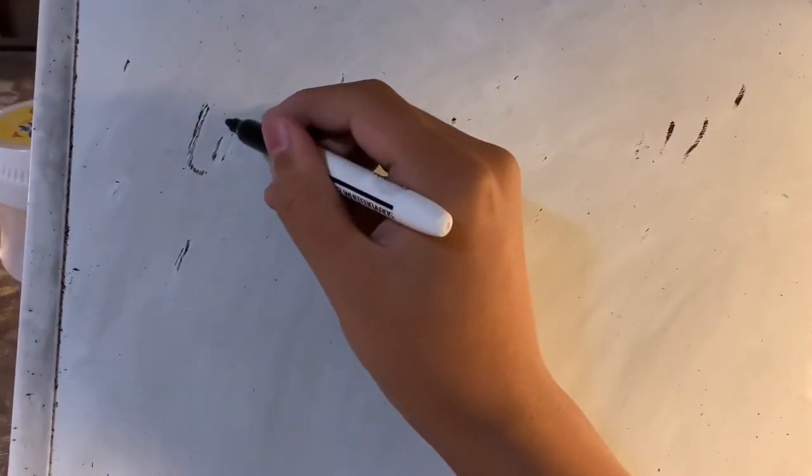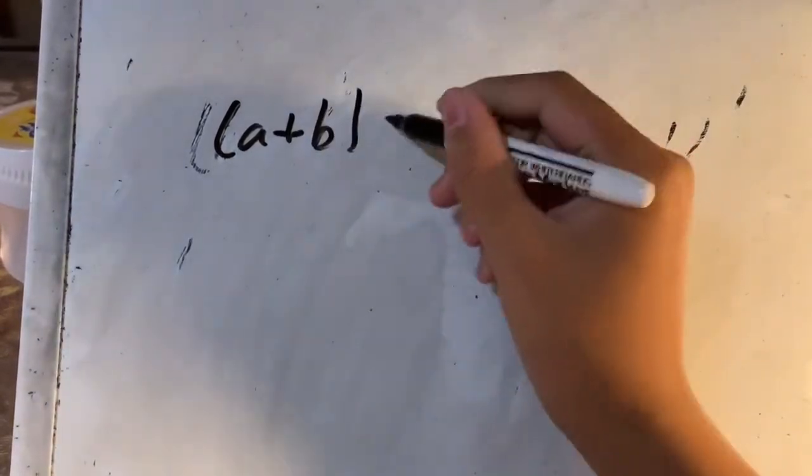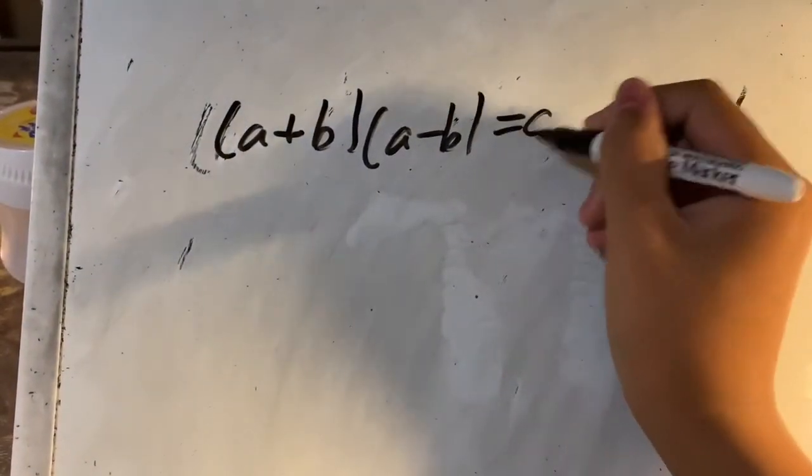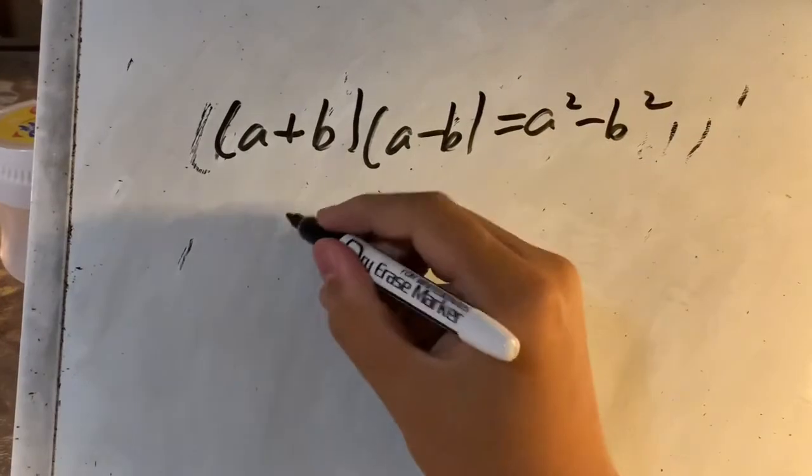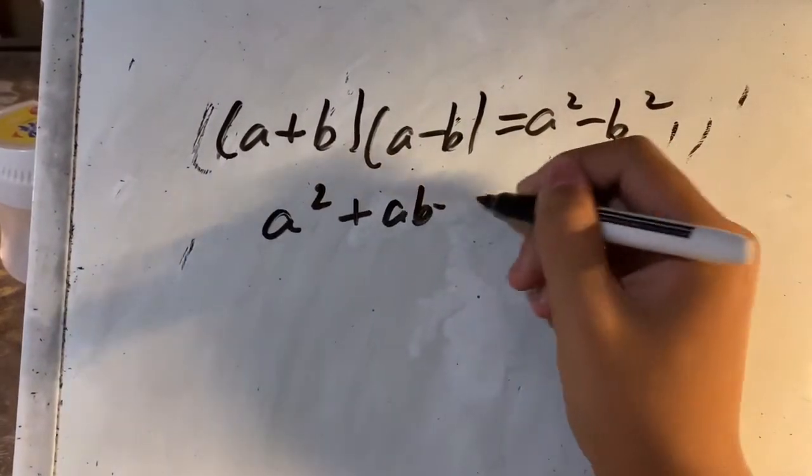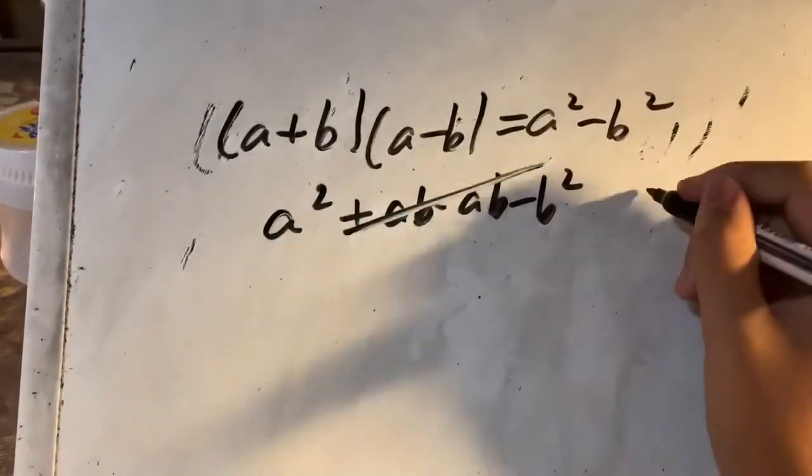And now it's a famous formula. This is equal to A squared minus B squared. So it will be equal to A squared plus AB minus AB minus B squared. It will be the same as this.